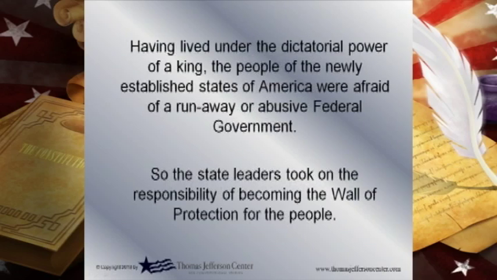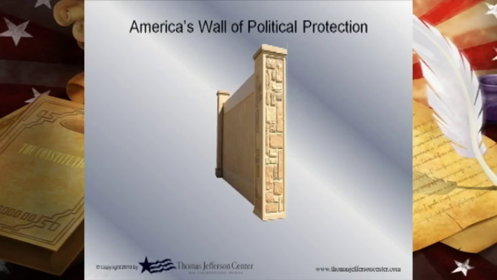First, having lived under the dictatorial power of a king, the people of the newly established states of America were afraid of a runaway or abusive federal government. So the state leaders took on the responsibility of becoming the wall of protection for the people. America's wall of political protection worked like this.